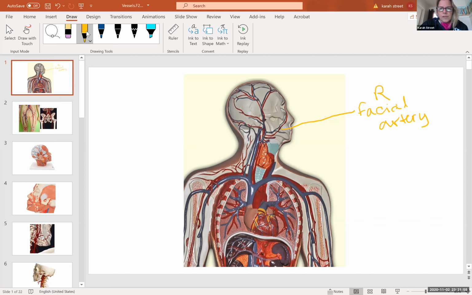And then it's difficult to see, but this red one going underneath the mandible, it's actually going to the tongue. That would be the right lingual artery. And I have another picture to show you of it more up close. And then this part right here is the ascending aorta. And where it turns, this part where it turns, is the aortic arch.